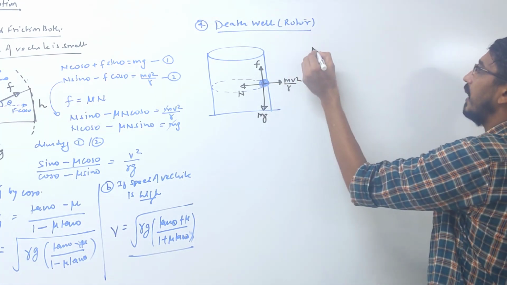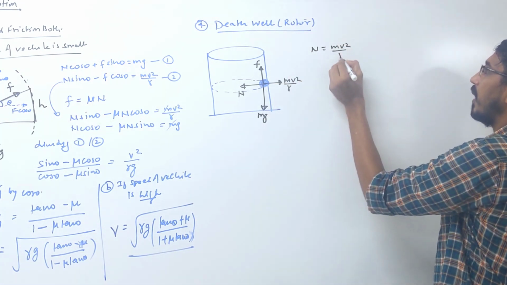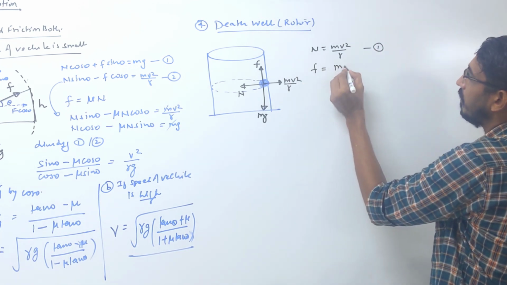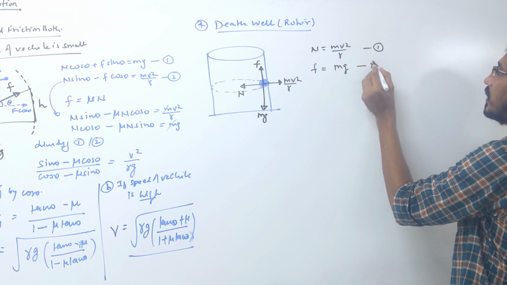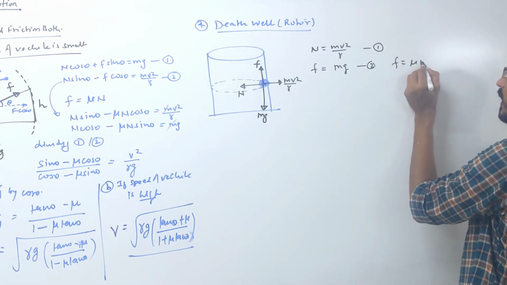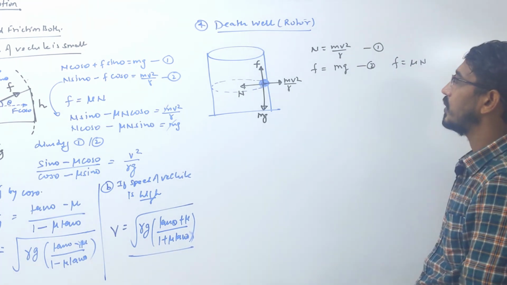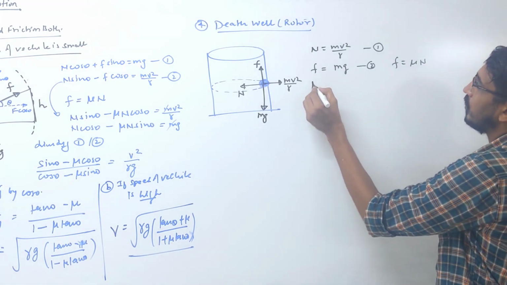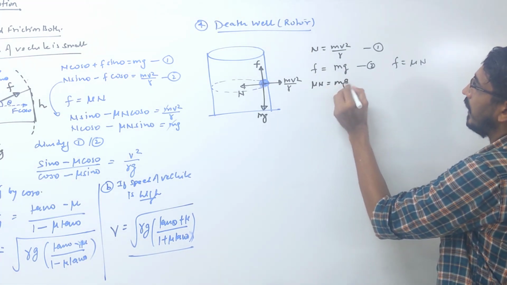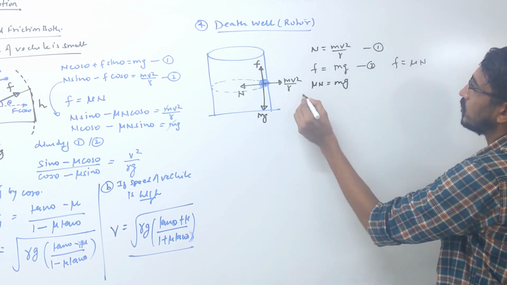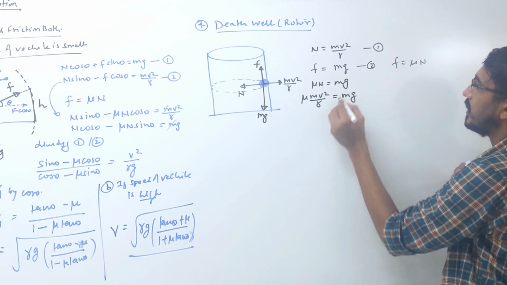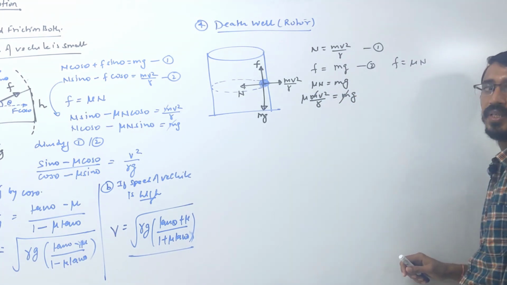So let's write N is equal to mv square by r, equation 1. Then the friction force is equal to mg, and we know that friction is also equal to mu into N. So F is equal to mu into N, which is equal to mg, and N is simply mv square by r. So mu times mv square by r is equal to mg. m gets cancelled.